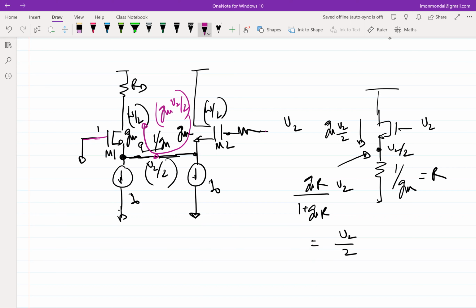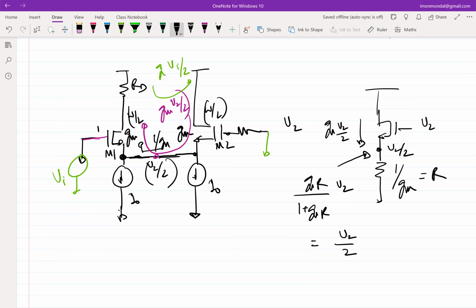Now you do the same thing with the input at V1 and shorting V2. So I short V2 and apply V1. What will be the incremental current? Same thing, same expression, but in the opposite direction. It will be GM times V1 by 2, right? GM times V1 by 2 in the opposite direction.